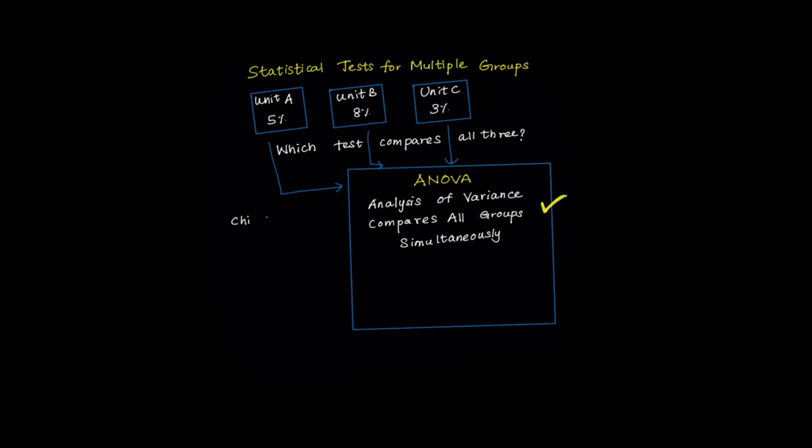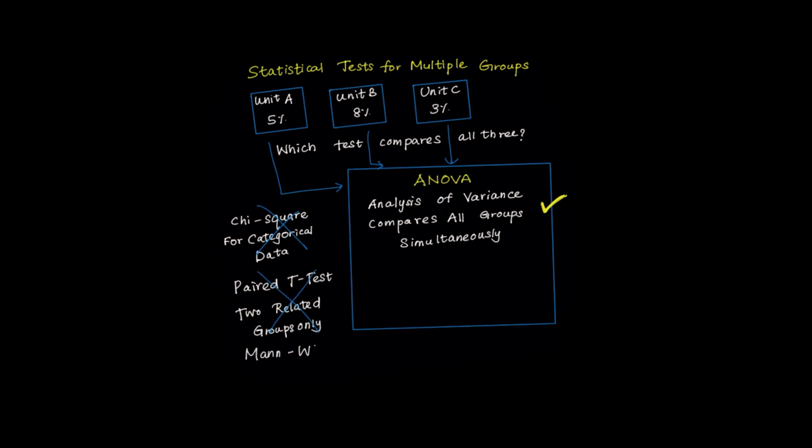Chi-square tests are designed for categorical variables, like examining if there's a relationship between insurance type and readmission, not for comparing numerical means. Paired t-tests only work when you have two related groups, like measuring the same patients before and after treatment. And Mann-Whitney U is a non-parametric alternative for comparing just two groups, not three or more. So when you see three or more groups being compared on a numerical measure, ANOVA is your go-to statistical test.